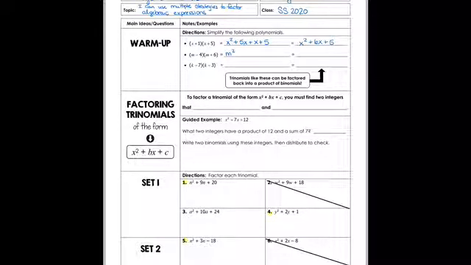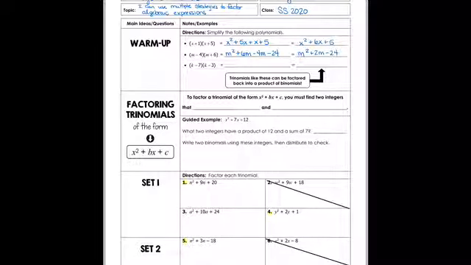Okay, let's look at the second example. M times m is m squared. M times 6 is 6m. Negative 4 times m is negative 4m. And negative 4 times 6 is negative 24. Combining middle terms, we get m squared plus 2m minus 24.